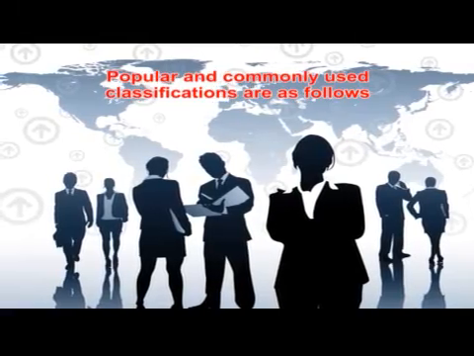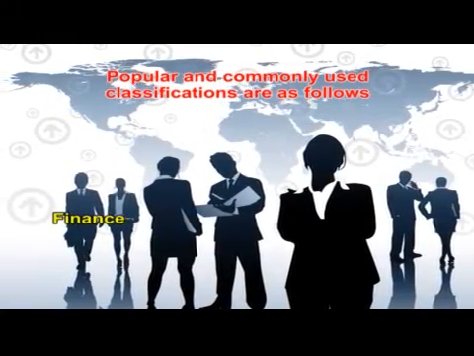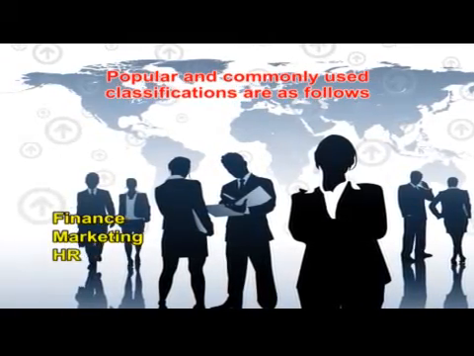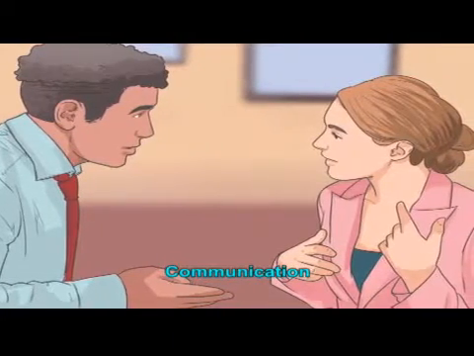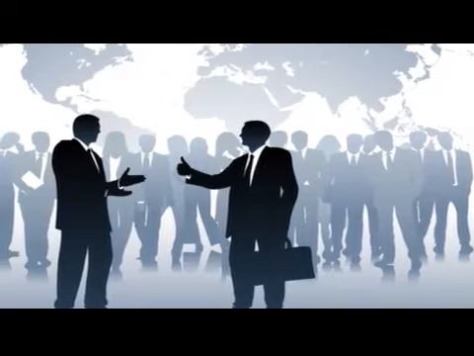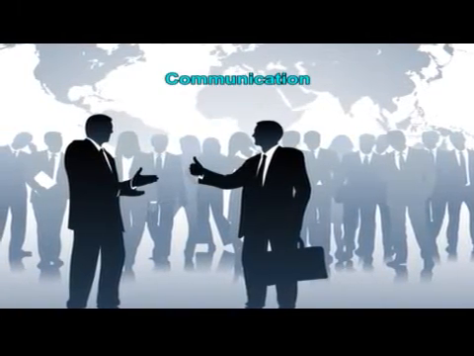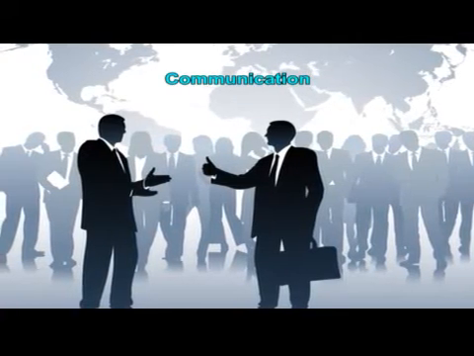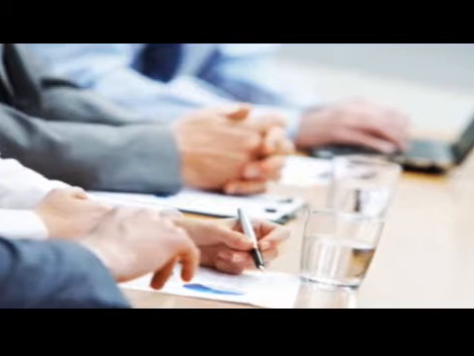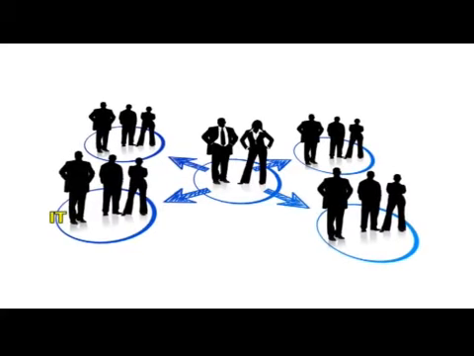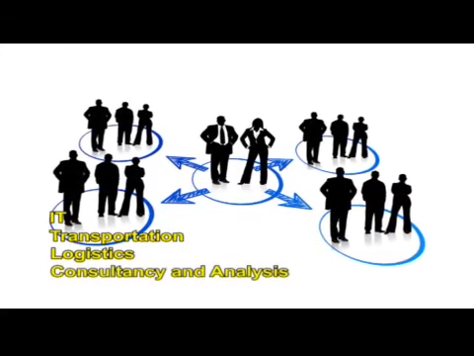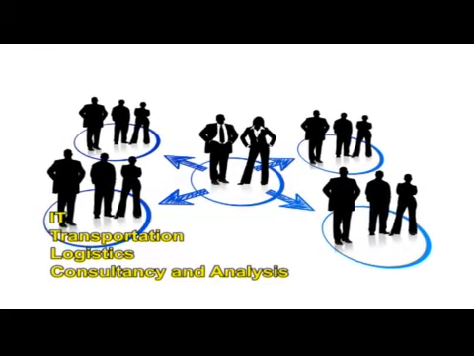Let's learn about dividing functional units. There are varieties of ways of dividing the functional areas of the business. The most popular and commonly used classifications are as follows: finance, marketing, HR, production. In addition to this, communication also plays an important role within the organization. Though this is not usually advocated as a separate function, communication plays a very important role across functional areas. There is no fixed rule in setting what the functional areas of a business are. For instance, in certain organizations, IT, transportation, logistics, consultancy and analysis can be considered as an important function.